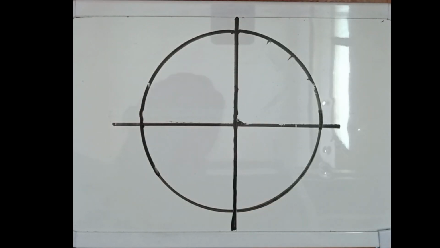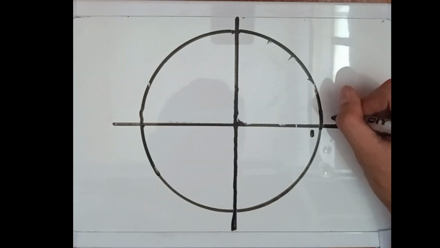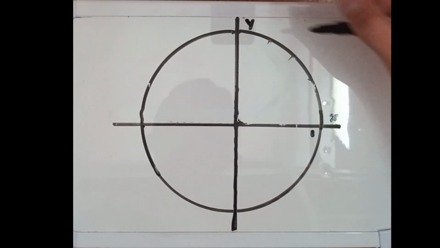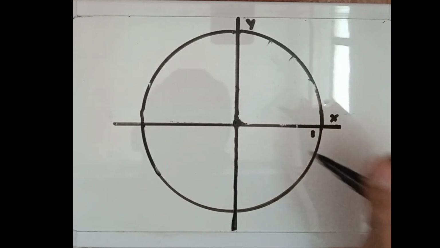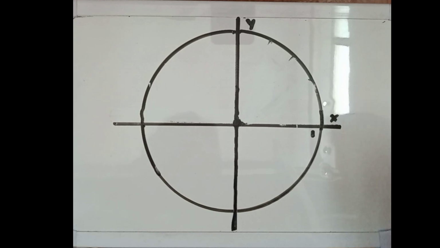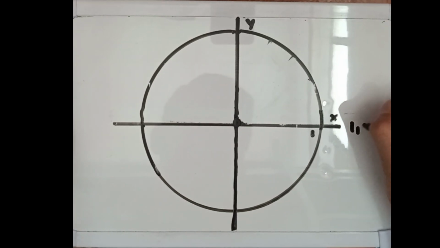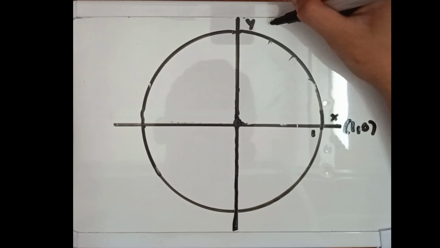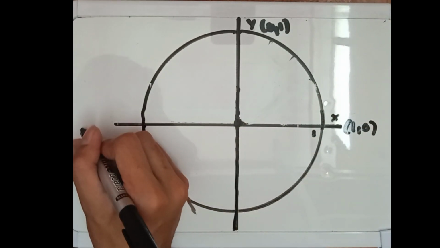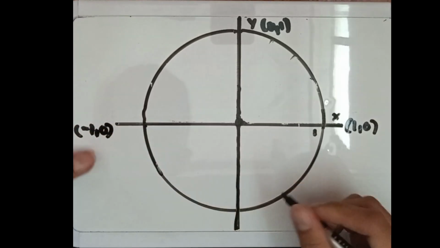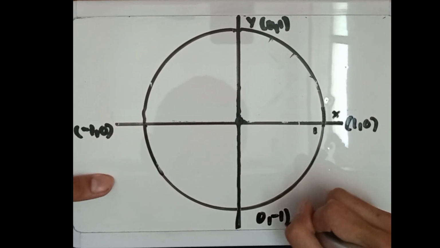So now we are going to learn and understand the unit circle. The radius of the unit circle is 1. This is our x-axis and our y-axis. Now, the center of the unit circle is 0, which is the starting point. This one is 1 and 0. There is 0 and 1. On this side is negative 1 and 0. And here, 0 and negative 1.